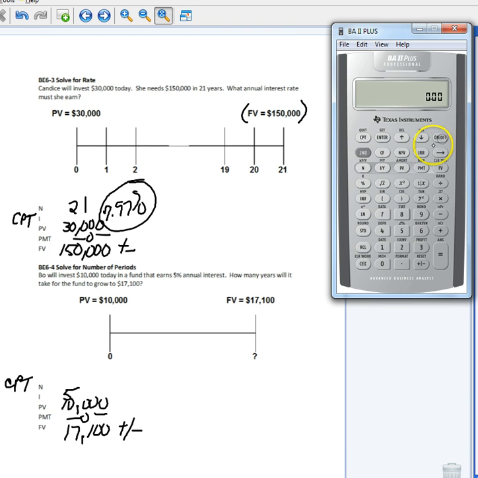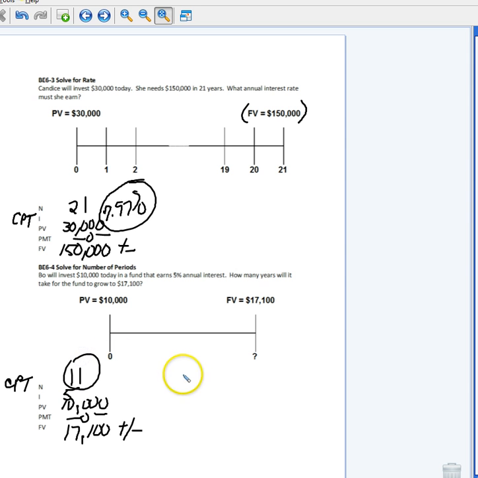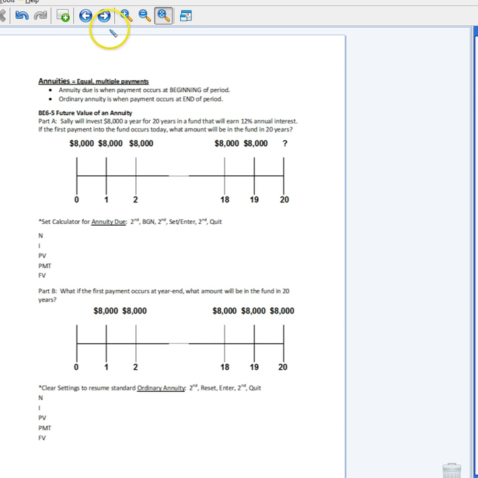So clear your calculator. 5 is I. 10,000 is present value. No payments. 17,100. Do the plus minus. That's future value. Compute N, and we get 11 years. So it would take 11 years then. Kind of fun stuff, isn't it? You can see, very financial oriented sort of things that we're looking at here.